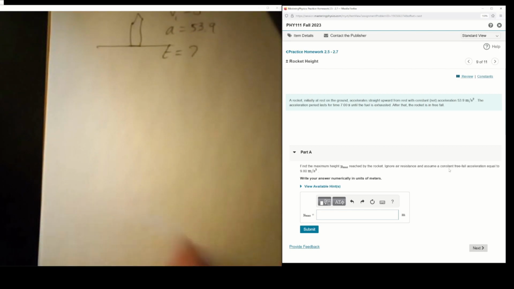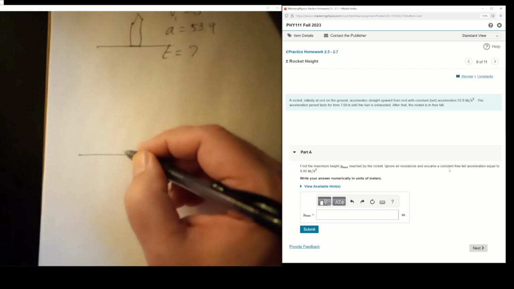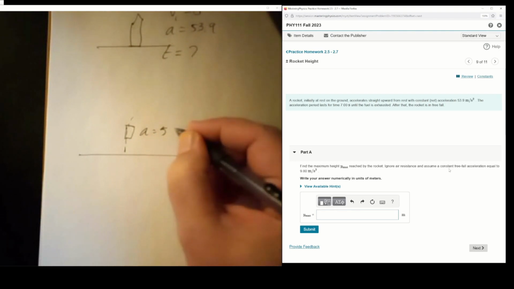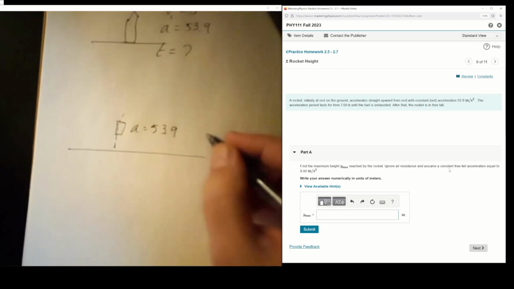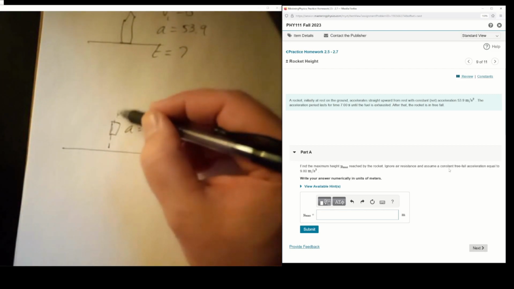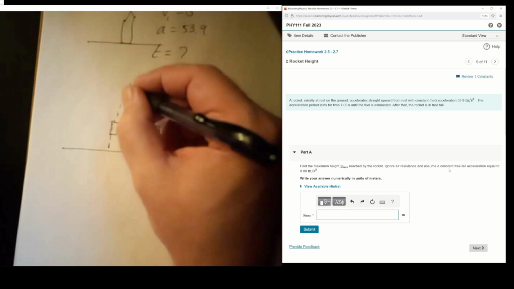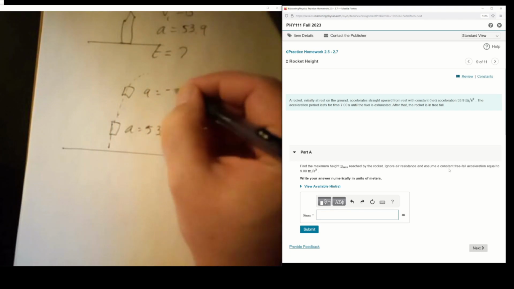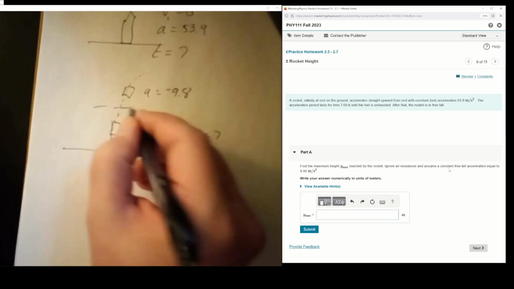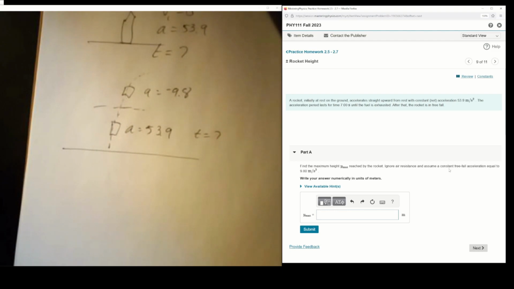And all right, so we can have 2 stages here. We're going to have the rocket going up while it's accelerating, and that's for 7 seconds. And then it stops accelerating, and then it's going to be in free fall where the acceleration is minus 9.8. So there's a point here where the engines shut off. And we want to figure out first, what is this height where the engines shut off?